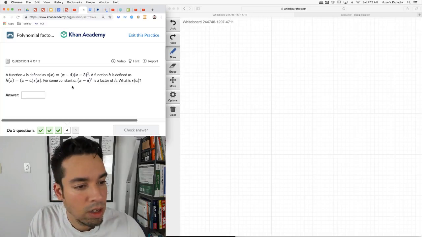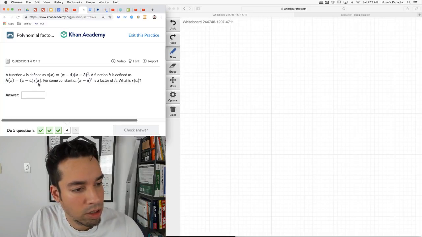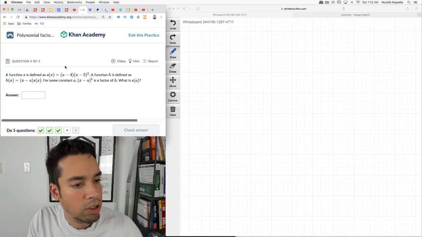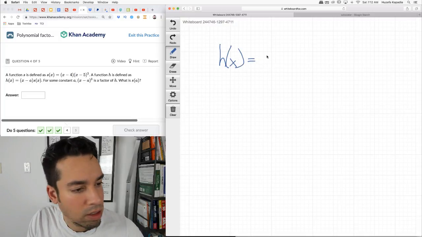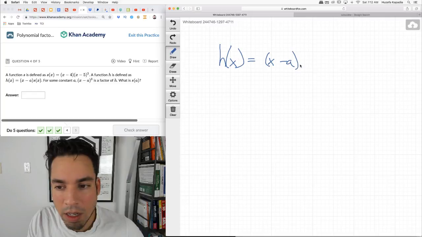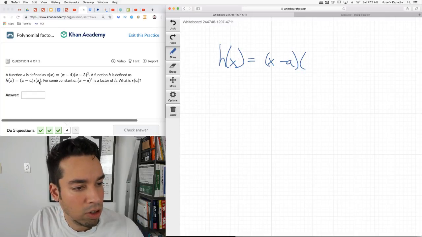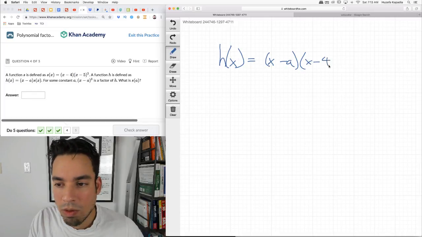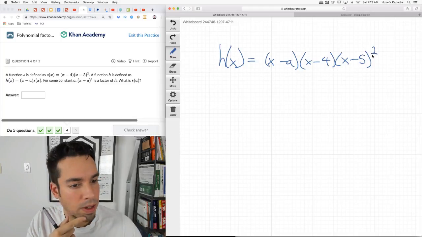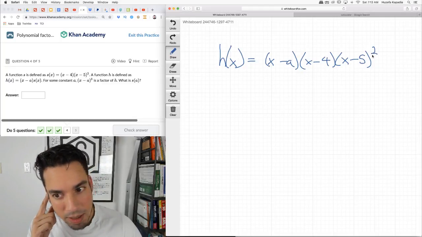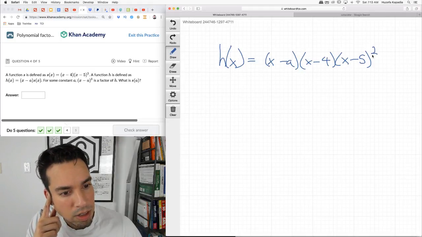Okay, let me rewrite this. I got confused here because I thought that was like a constant, but that's that function up there. So h of x, I still haven't quite wrapped my head around this, so I'm going to write it out like this: x minus a times, and then I'm going to plug in the function here for s of x, x minus 4 times x minus 5 squared. Okay, and then it says for some constant a is a factor of this.